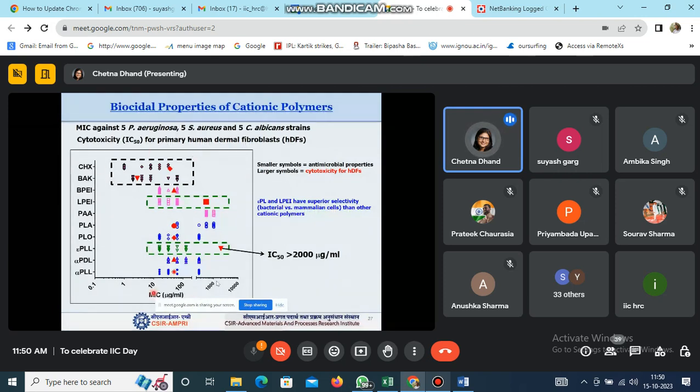From these results, I will just tell you the conclusion that we found two polymers. One is epsilon polylysine and another is linear polyethylene imine, which are very selective. That means they kill the bacteria, but they don't kill the human cells. So they are very selective. From this result we have taken these two polymers and investigated them further.